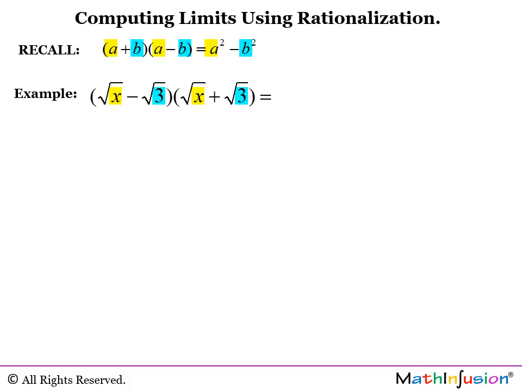Example: square root of x minus square root of 3 times the conjugate, which is square root of x plus square root of 3, is the first one to the power of 2 minus the second one to the power of 2, and we get x minus 3.